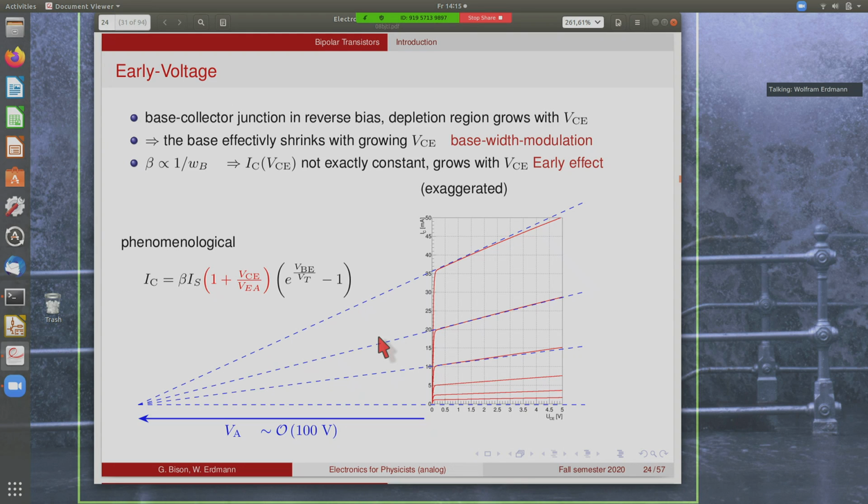So phenomenologically, one writes the collector current as beta times this diode factor, multiplied by this term that describes the linear increase of the current with the collector-emitter voltage divided by this Early voltage.